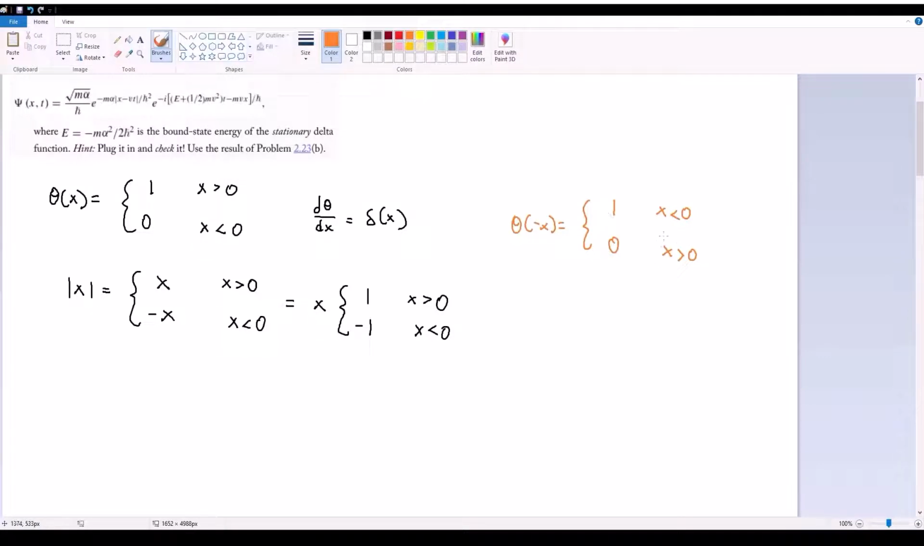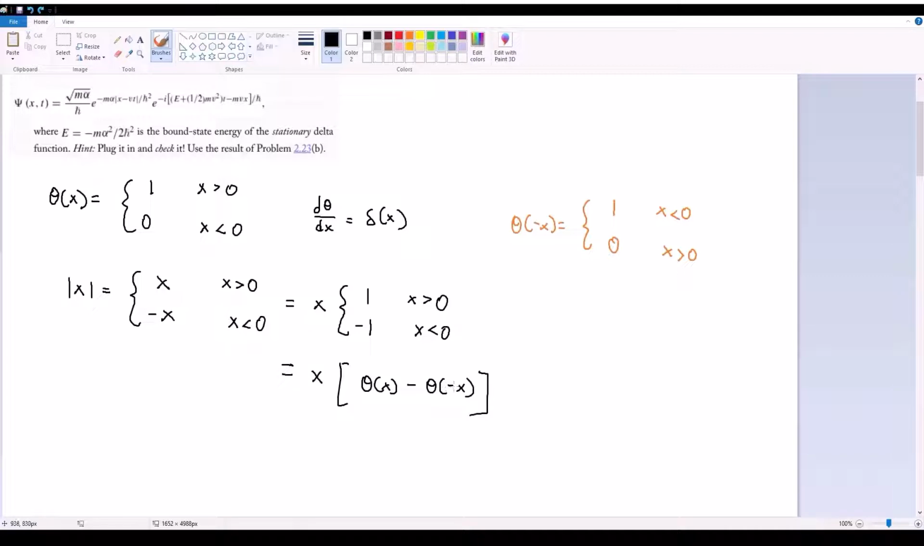And in that case, this is exactly what we want, because what that implies is that we can rewrite this absolute value expression as x times theta of x, which is our step function, subtracted by theta of negative x. And what that's going to do for us is give us the exact piecewise that we want. Because remember, theta of x is going to be 1 when x is positive and 0 everywhere else.